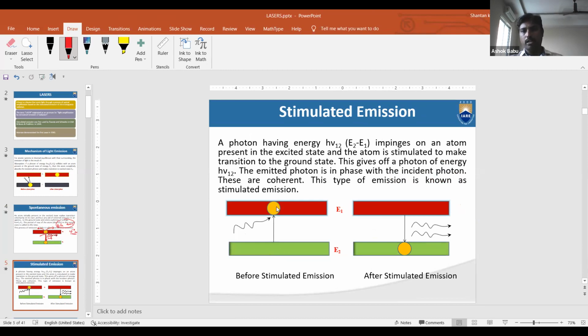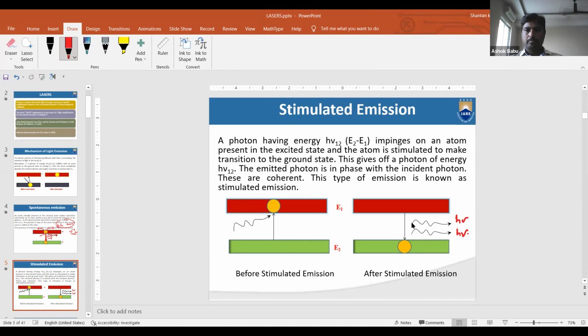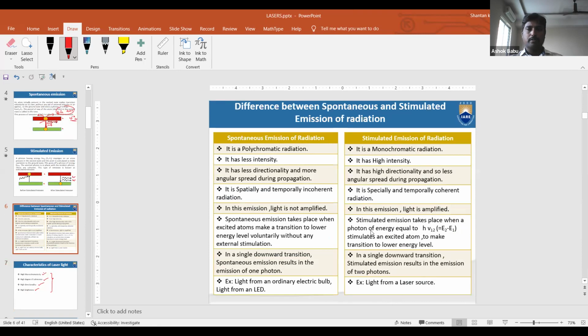Before completion of the lifetime, the atom interacts with matter. Then photon energy is absorbed by the atom from the matter, and it de-excites to the ground state energy level. That's why I clearly mentioned below the diagram: this is before stimulated emission and this is after stimulated emission. The two photons are released, and these two photons are in coherence. These are the differences between stimulated emission and spontaneous emission.